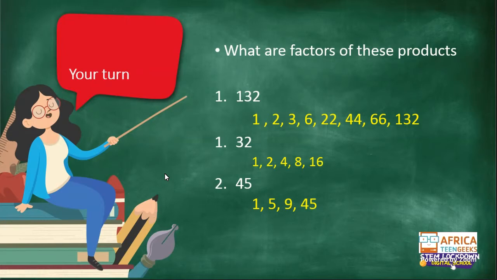Someone said 8. Okay, no, 8 is not a factor of 45. The correct factors of 45 are 1, 3, 5, 9, 15, and 45. Because 1 multiplied by 45 gives you the product 45, 3 multiplied by 15 gives you 45, and 5 multiplied by 9 gives you 45. Okay?